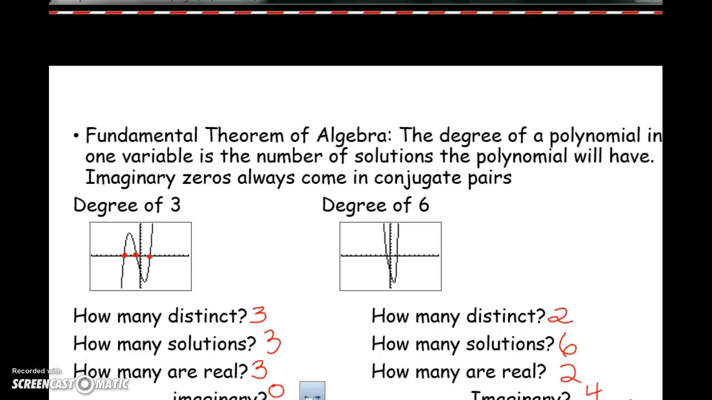Now keep in mind, if you want to double check yourself, if you add the number of reals and the number of imaginaries together, you should get your degree, 6.